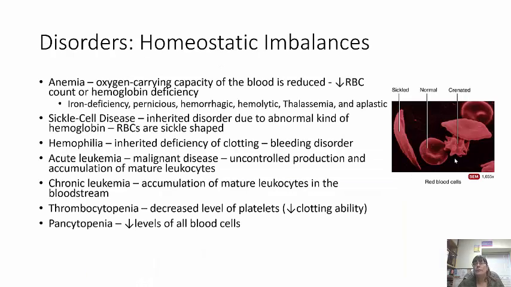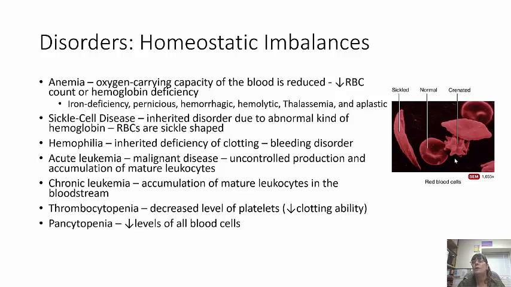Some disorders are homeostatic imbalances. Anemia is when your blood's oxygen carrying ability is reduced. So you either have a decreased red blood cell count or a hemoglobin deficiency, because hemoglobin is what carries the oxygen, remember. There are different types of anemia: iron deficiency, pernicious, hemorrhagic, hemolytic, thalassemia, aplastic. So make sure you're familiar with the different types of anemia as well.